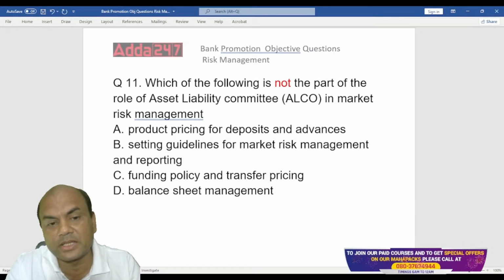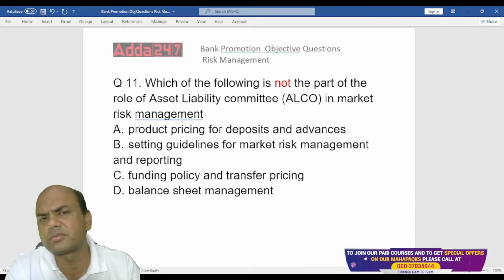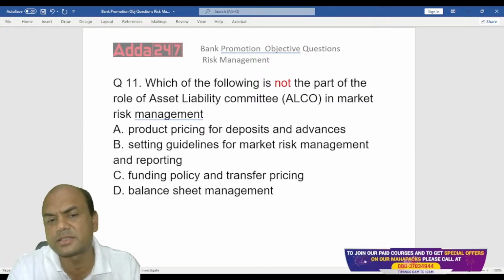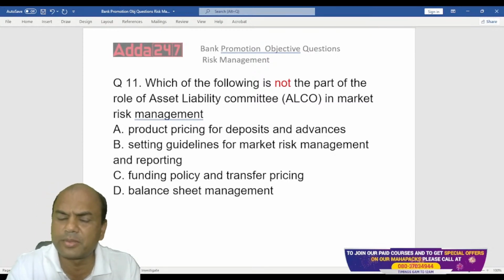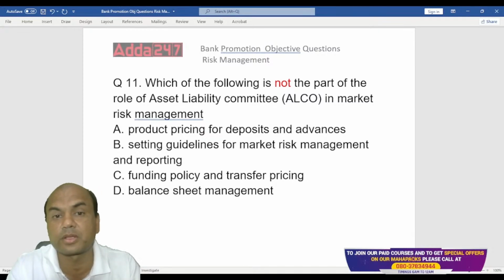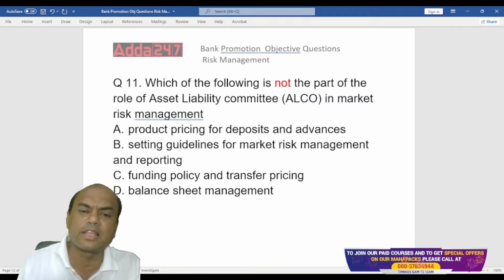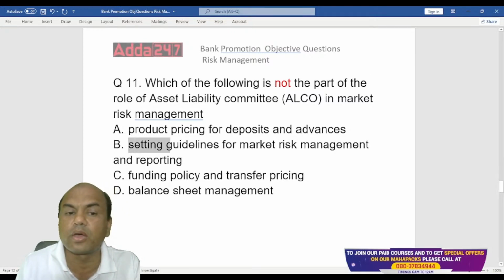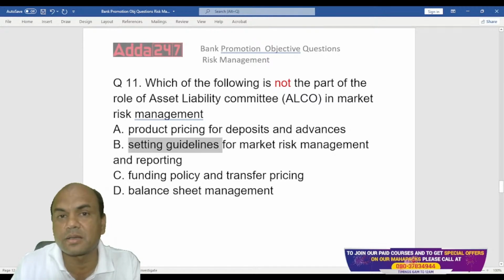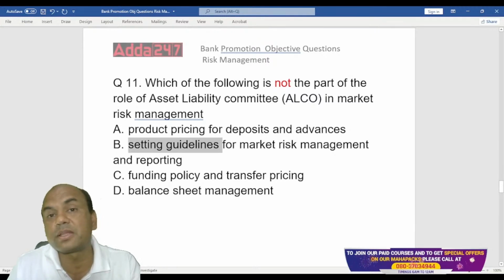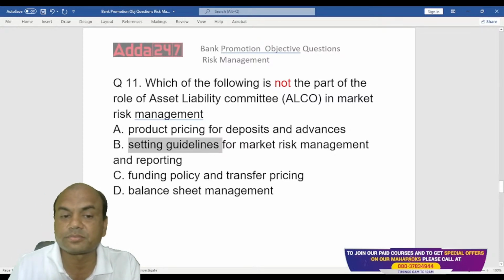So these operational level committees, will they be the main part in setting the guidelines? Product pricing will be there, where they have to decide what is my asset product, what is my deposit product, what is my loan product, rate of interest. Guidelines for market risk management and reporting. Can the guidelines be set by this ALCO committee? No, ALCO committee is an operational committee. Guidelines are always set by the top board of directors. So this can't be the part of ALCO.